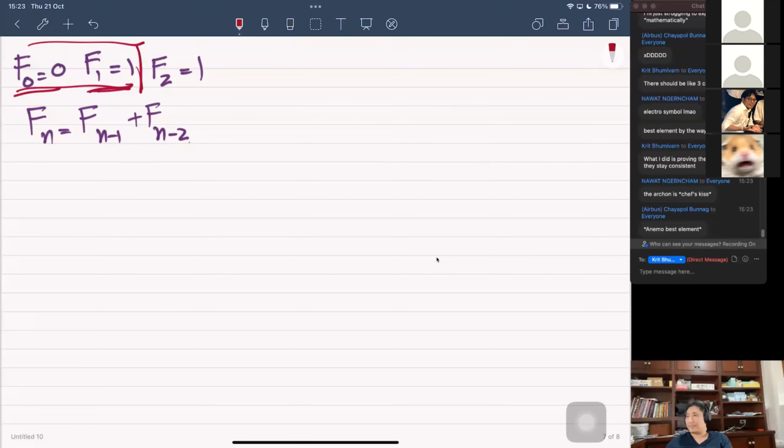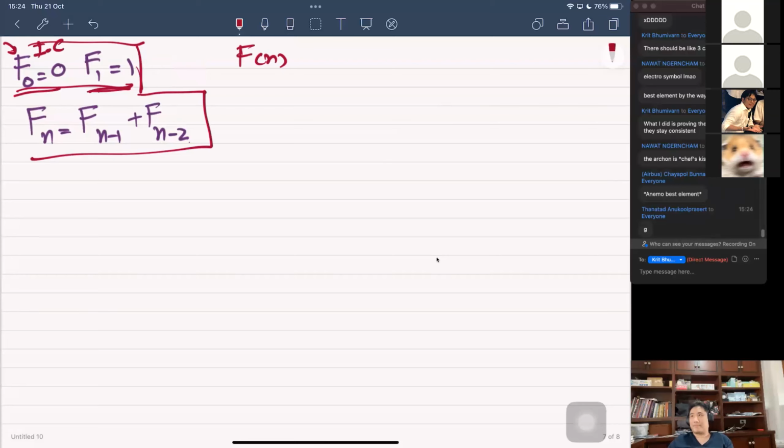Okay, so far so good. So we hope to solve this recurrence with that initial condition. Some people call it IC for initial condition. So what do we do? Can anyone tell me? If we want to find what is f of n, what do we do? We guess. Yes, guess, right?